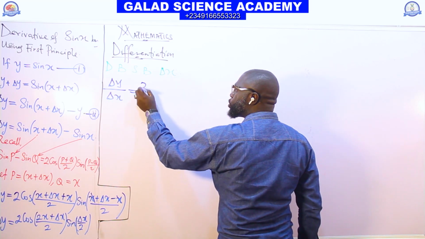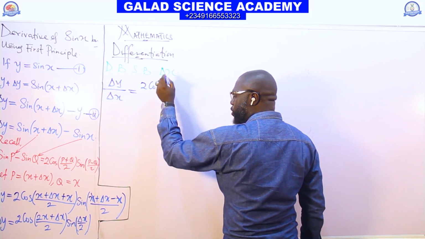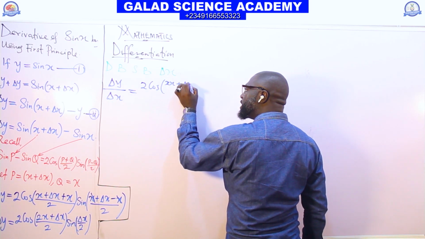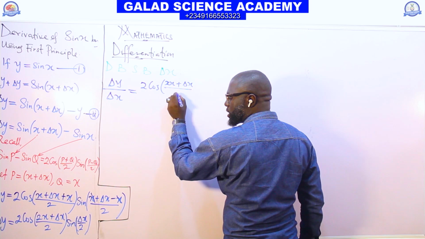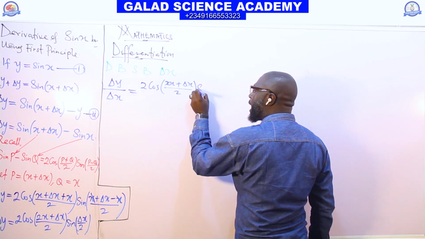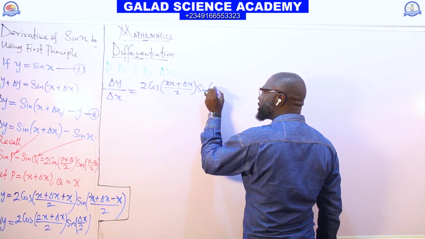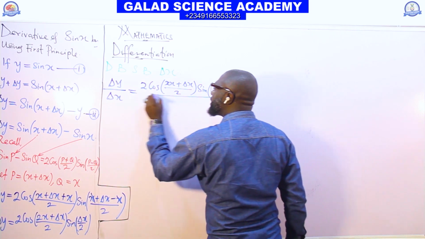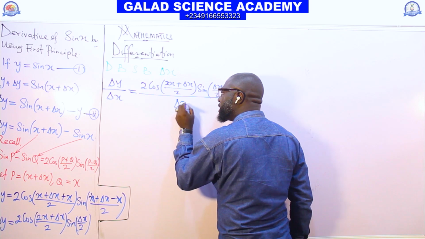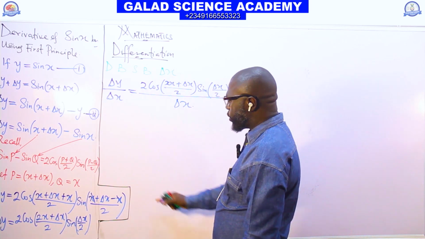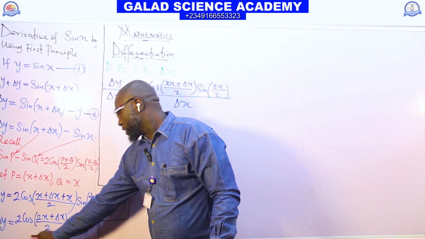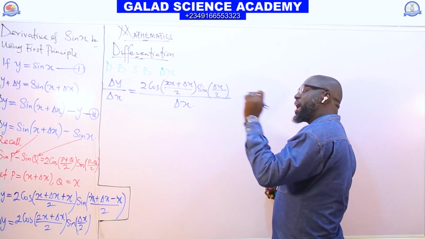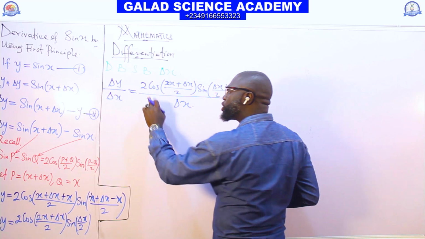Start from the 2 cos angle of 2x plus change in x over 2, and sine angle of change in x over 2, everything over change in x. We divide this equation by change in x. After that, I want to remove these 2.